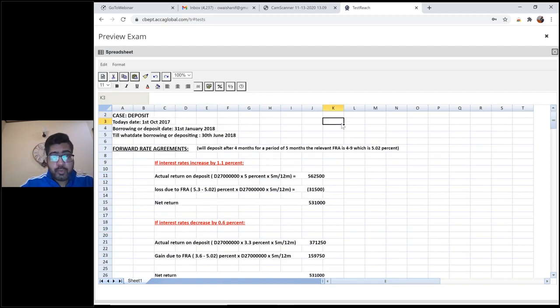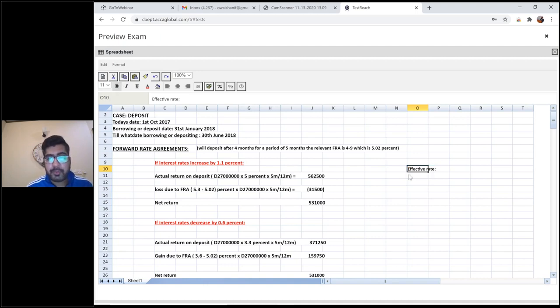Now, this is the proof that all your workings are right, that both cases will produce the same net answer. Now, FRA is ended, but as the last thing in FRA, you should find the effective rate.